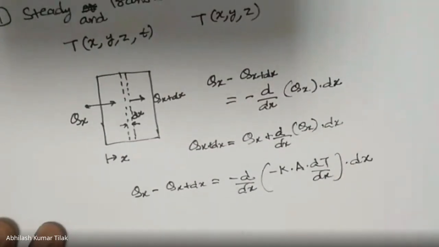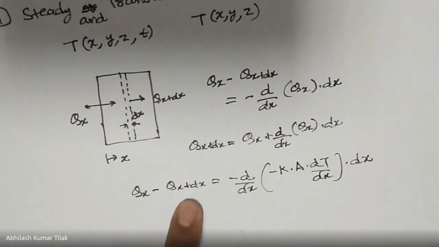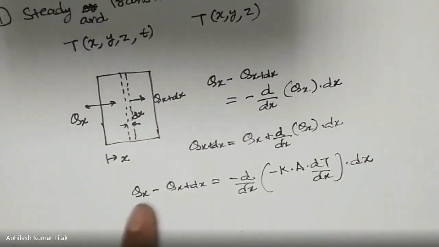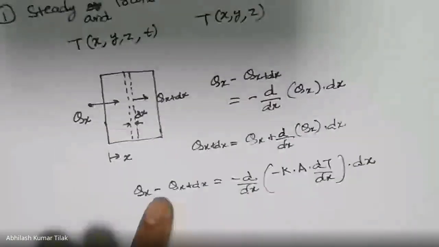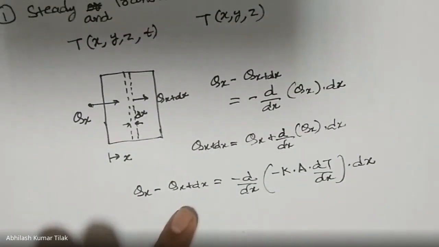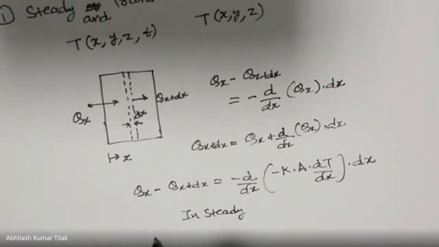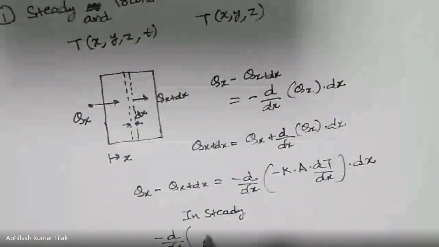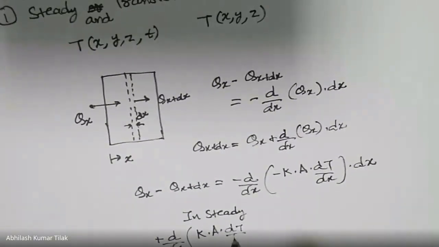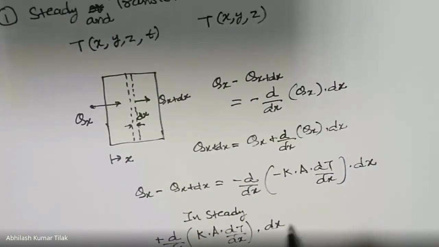If it is a steady state, the value for qx minus q of x plus dx is going to be 0. This value will be equal to qx, so the difference of these two quantities will be equal to 0. So in steady state, I can write minus d by dx, and the minus sign can be written as positive, k into A dT by dx into dx is equal to 0.